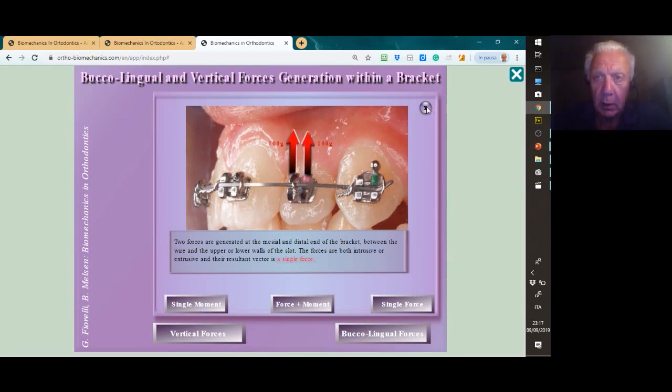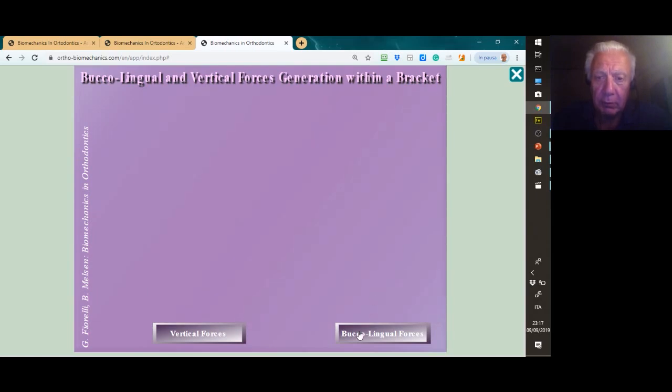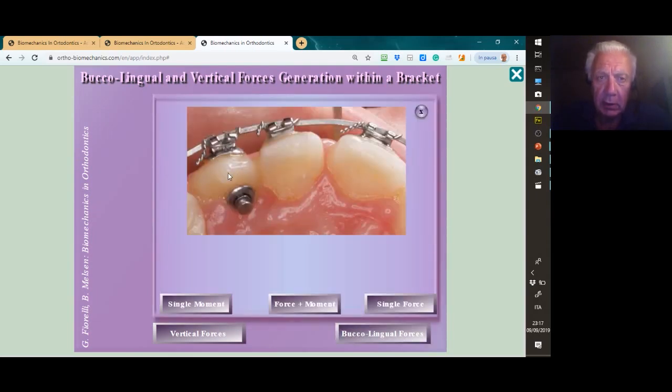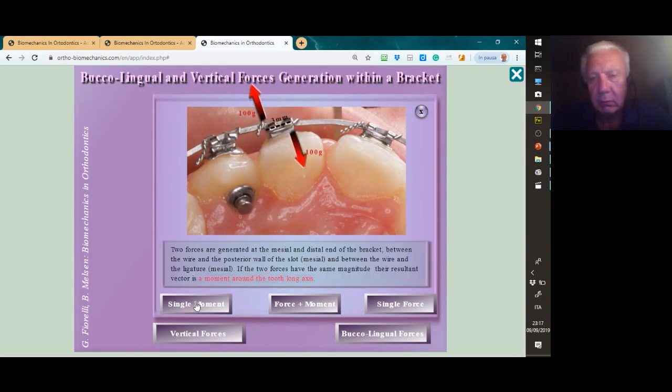Well, you can also produce buccolingual forces, and in this case the forces are produced against the bottom of the slot and the ligature system. So the same mechanism will show you a moment for rotation on the occlusal plane when you have two equal forces, or a force and a moment if the two forces are not equal. So this is the same equivalent force system, force plus moment, or these two forces. This is exactly the same.